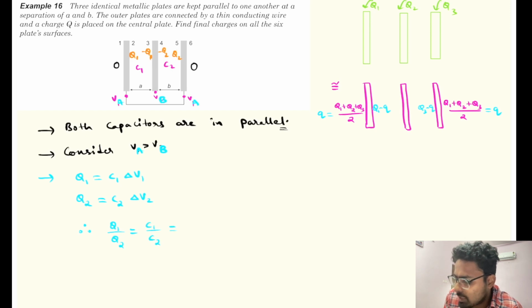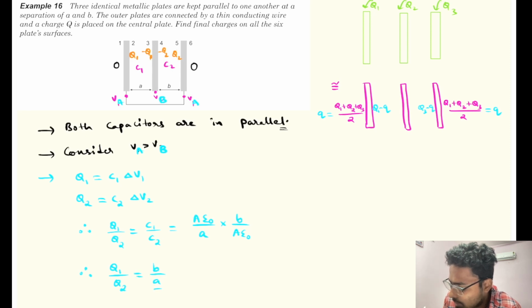But already I know c is nothing but A epsilon naught by d. They told identical plates, so they'll have the same area. The distance between the plates for the first capacitor is a, and for the next one it is b, so I get q1 by q2 as b by a. So let us keep it aside. This is one equation that we got.